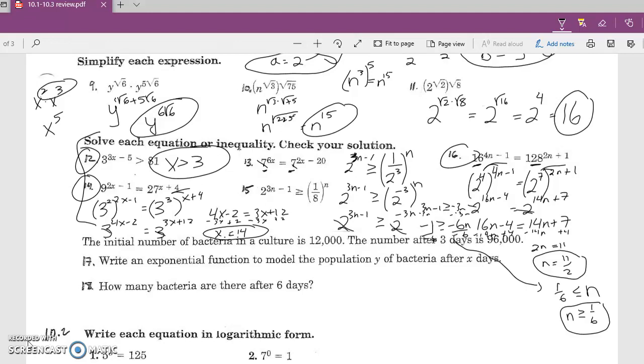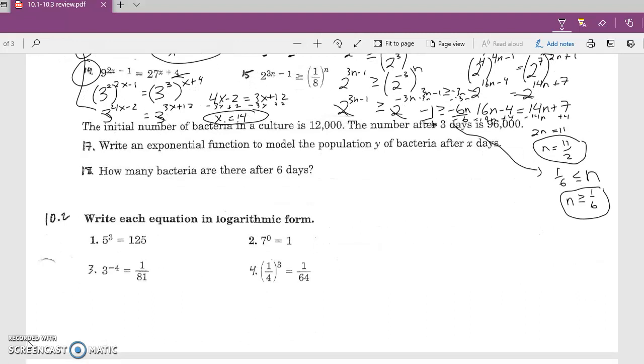Okay? Now, moving on to this next question. The initial number of bacteria in a culture is 12,000. Now, whenever it says the initial number, that means like on day 0. So that means you have a point at 0, 12,000. And then it says the number after 3 days is 96,000, so that's another point, 3, 96,000.